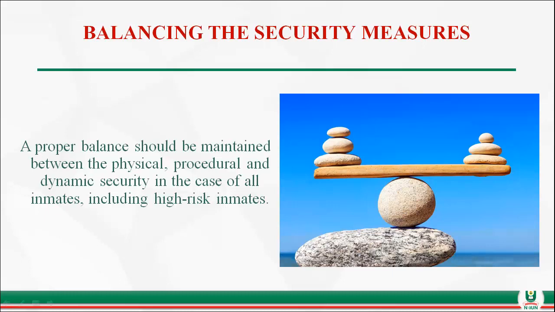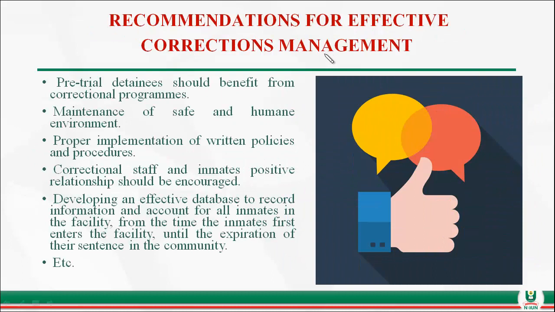Alright, having said that, let's look at the recommendations for effective correctional management. Recommendations for effective correctional management. First is that pre-trial detainees should benefit from correctional programs. Those who are yet to be convicted should also partake in correctional programs, because sometimes awaiting trial inmates tend to overstay detention. So they even stay longer than the prison term that may now be passed upon them. So during their stay in detention, they should also benefit from correctional programs. So by the time they are convicted, they would have already been rehabilitated and suitable to join the society again.